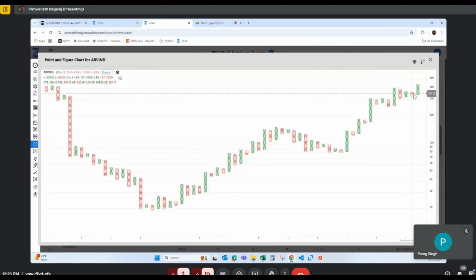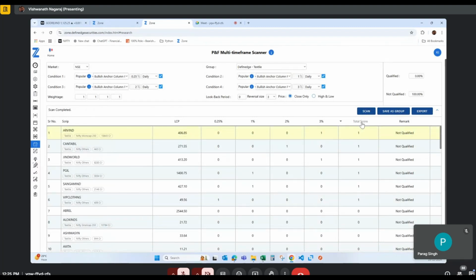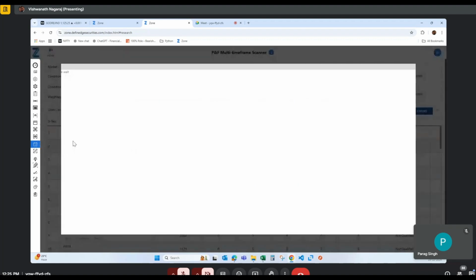It is a nice ABC. It's actually a 4-column triangle also. And it's a nice anchor column and an ABC that's formed, and it's broken out. If you have a look at it in detail, you will start seeing very interesting breakouts that are close. Canterbill also I've done at 2%.